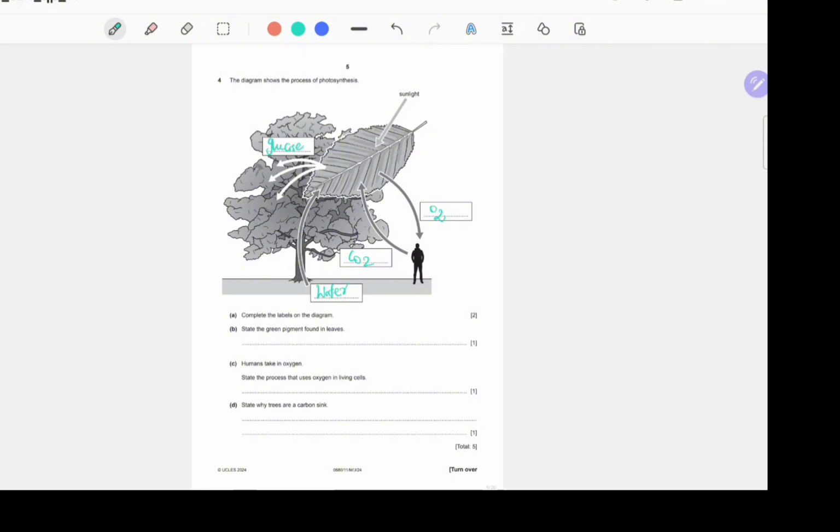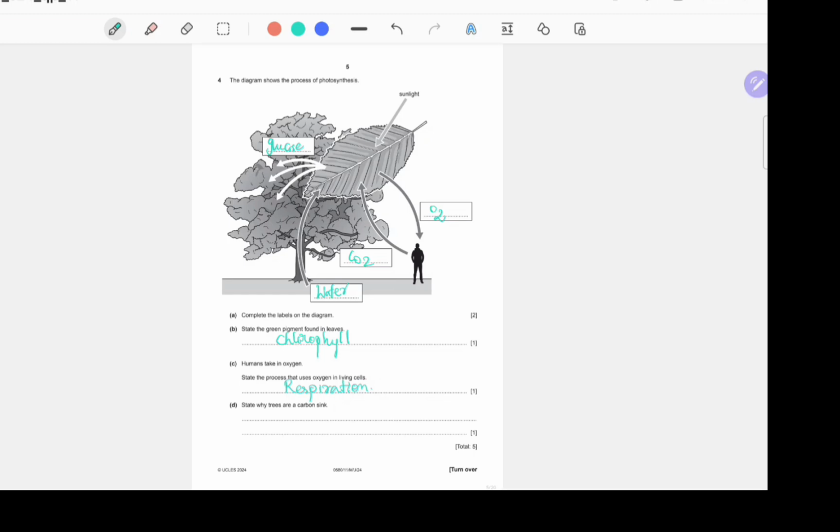State the green pigment found in leaves. That's chlorophyll. Next one, humans take in oxygen. State the process that uses oxygen in the living cells. It is respiration. Each is a 1 mark question, so directly write the answers alone.